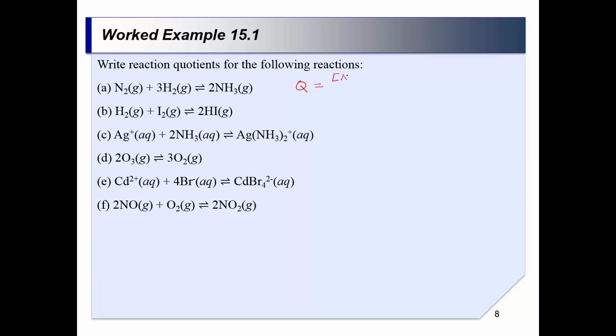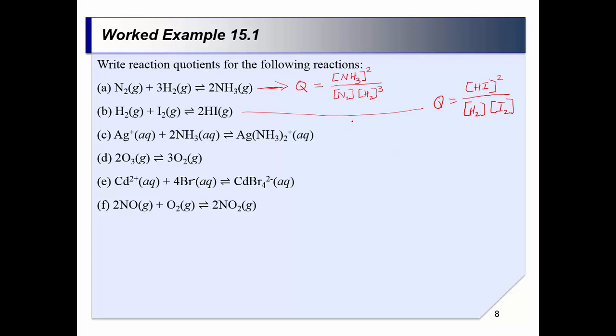So I'm going to take the concentration of my product raised to the appropriate coefficient here, divided by the product of my reactants raised to their appropriate coefficients like this. So this is the reaction quotient for A. I'm going to write B over here. B, the reaction quotient, is equal to the concentration of the product raised to the power of the coefficient from the balanced chemical equation divided by the concentration of each of the reactants multiplied together.